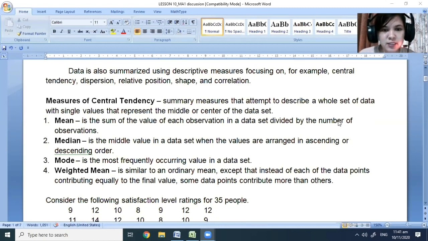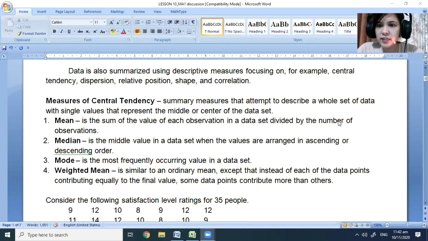Measures of central tendency. Summary measures that attempt to describe a whole set of data with single values that represent the middle or center of the data set. We have three common types of measures of central tendency: the mean, the median, and the mode. When we say the mean, it is the sum of the value of each observation in the dataset divided by the number of observations. It is simply called average. When we say average, just add all the numbers, then divide by the given numbers.